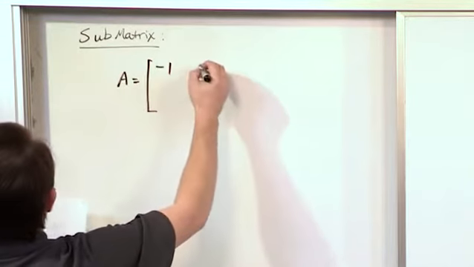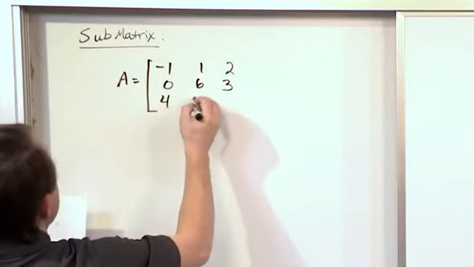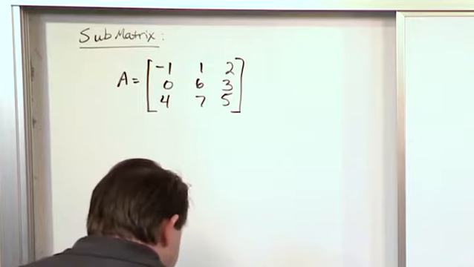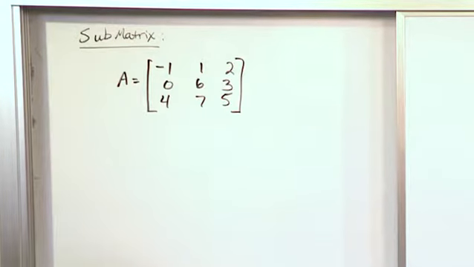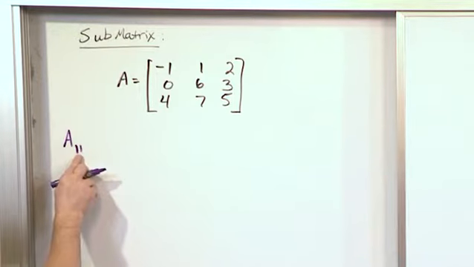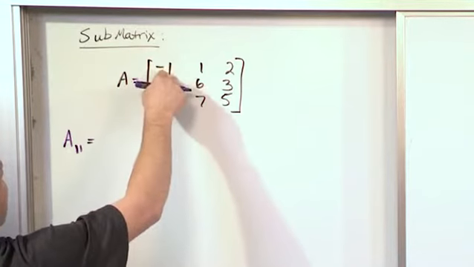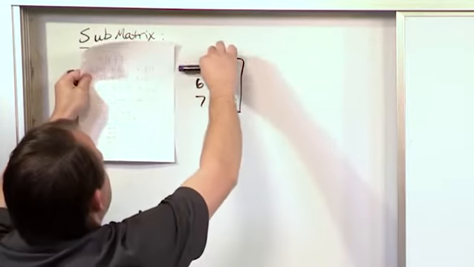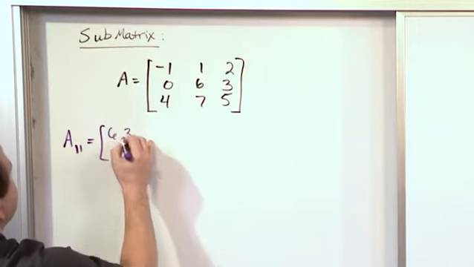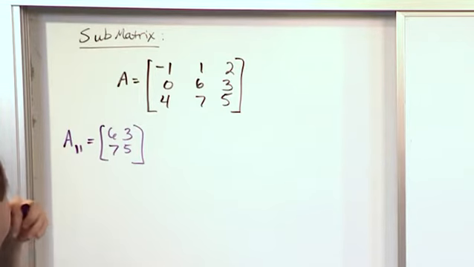So if you had a matrix -1, 1, 2, 0, 6, 3, 4, 7, 5, something like that. Then you could form various submatrices. For instance, you could say submatrix A sub 1,1. This means the submatrix formed by going to row 1, column 1, and then crossing this out, just like we've been doing. So we have 6, 3, 7, 5. I'm not doing any determinants yet or anything. I'm just defining the concept of a submatrix.